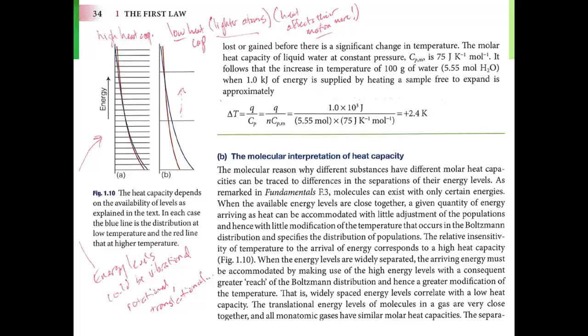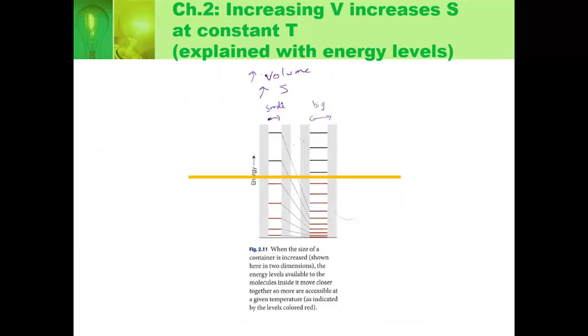And you can think about this: solids are usually heavier, right? Like a chunk of uranium has a lot of neutrons. It's very heavy and dense. That will have a higher heat capacity than a gas or a liquid, okay? So this reinterprets heat capacity in terms of energy levels.